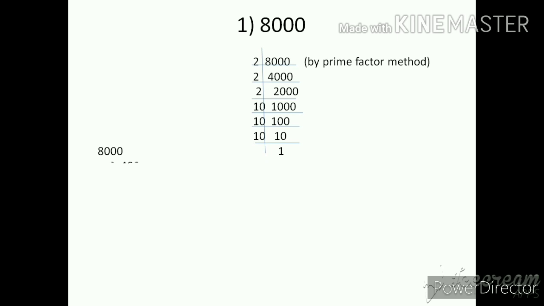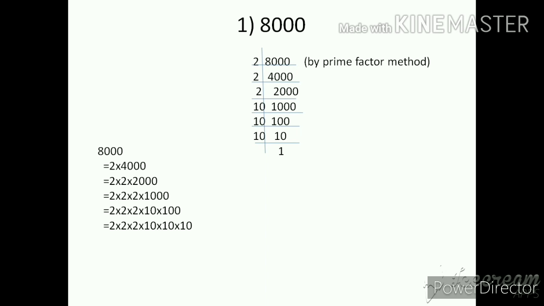Now by using, children, this prime factor method, we will write down 8000 equal to 2 into 4000. Again 2 into 2 into 2000. 2 into 2 into 2 into 1000. Now, children, these 3 2s are there. After that, this 1000 we will split: 10 into 100. Now this 100 further we will split: 10 into 10.